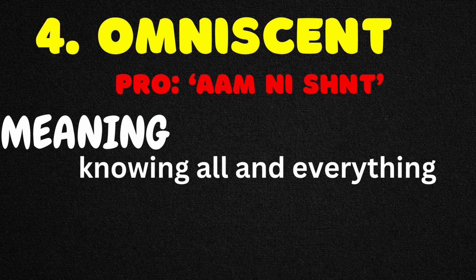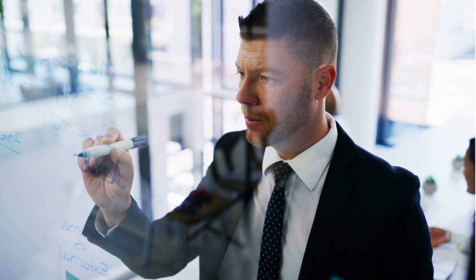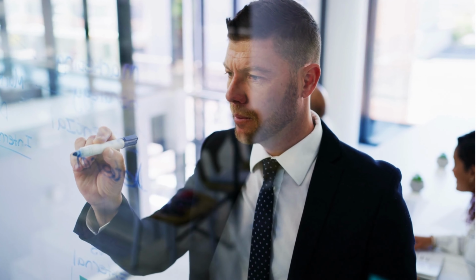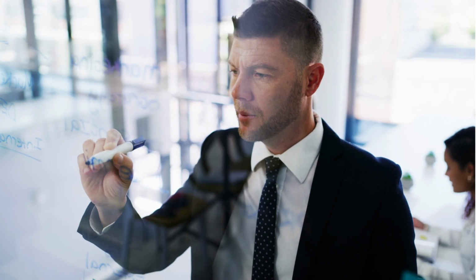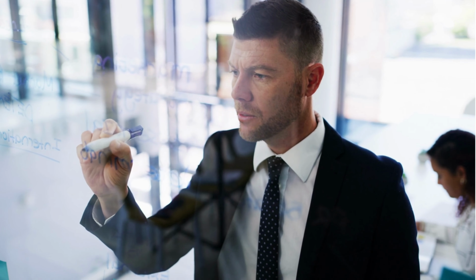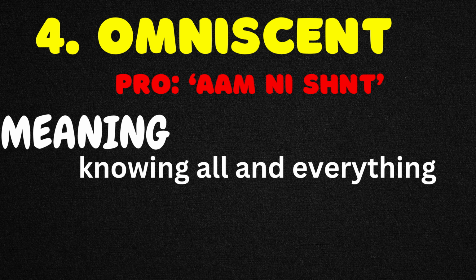Omniscient is an adjective used to describe someone or something that has complete or unlimited knowledge, awareness, or understanding of all things. It is often used to describe a narrator or point of view in literature or storytelling that has access to the thoughts and feelings of all characters in the story.